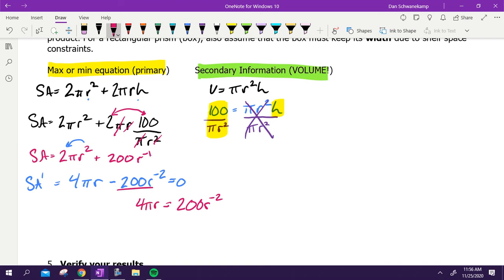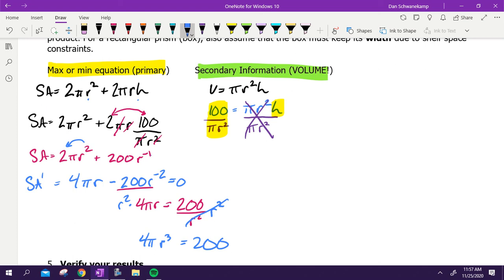Next thing I need to do is get r's by itself. And right now I have r on both sides of the equation. So remember, if it's r to the negative 2, that is the same thing as divided by r squared. So the way I'm going to get the r's on the same side is I'm going to multiply both sides by r squared. That's going to cancel. I get 4 pi r cubed equals 200.